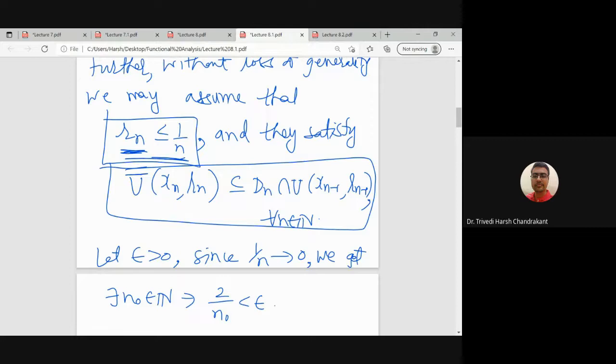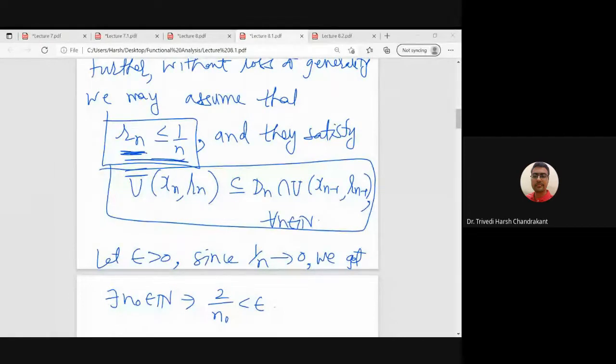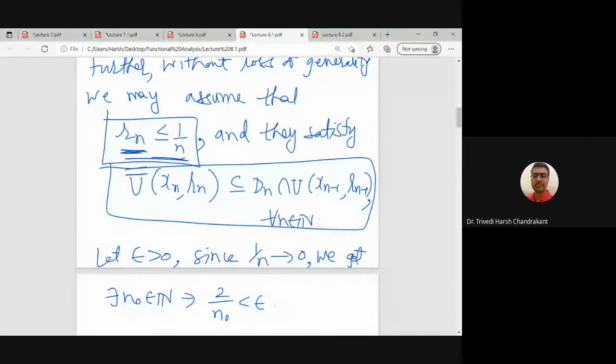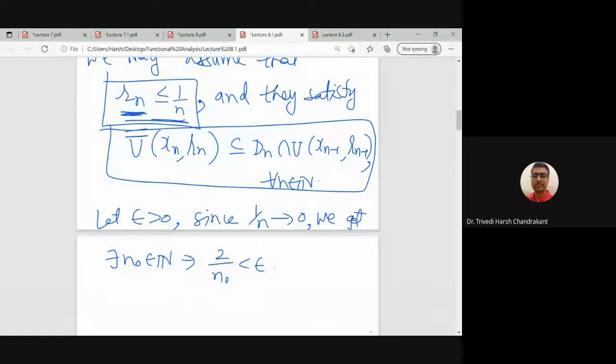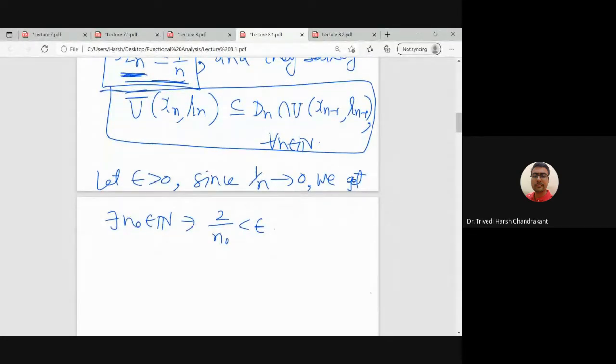Because now we want to use the completeness. So far we have not used that X is complete. X is a complete metric space. So to use that X is a complete metric space, we start with epsilon, and using that epsilon we get a number n0 so that 2 by n0 is less than epsilon. So basically we are using that the 1 upon n sequence converges to 0, or you can say the 2 upon n sequence converges to 0.